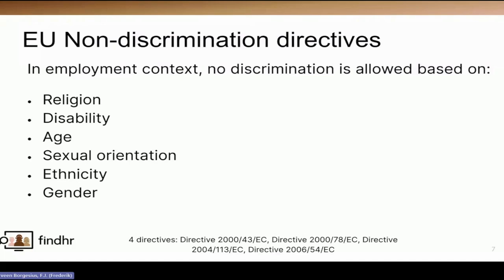Anyways, there are four non-discrimination directives that are most relevant. And if you take them together, they ban discrimination on the basis of religion, disability, age, sexual orientation, ethnicity, and gender. So you probably recognize these characteristics, as pretty much everybody agrees that you should not discriminate on the basis of such characteristics. There is a possibility that certain countries, for instance Belgium, under certain circumstances, also prohibit discrimination on the basis of income or financial status. So national countries may offer more protection, but this is the minimum that the European Union requires.